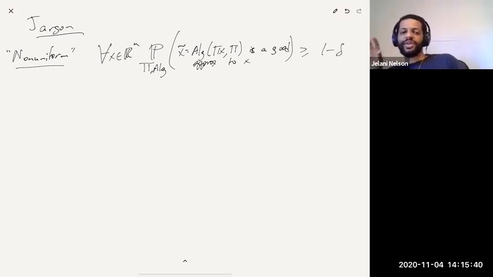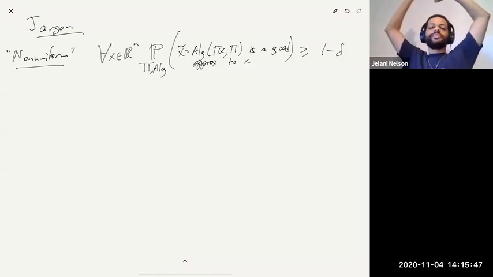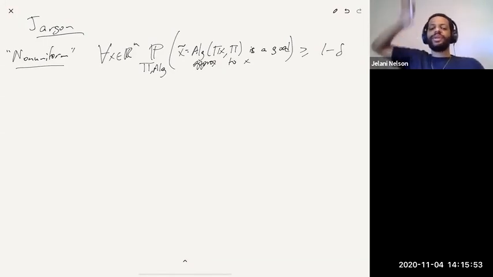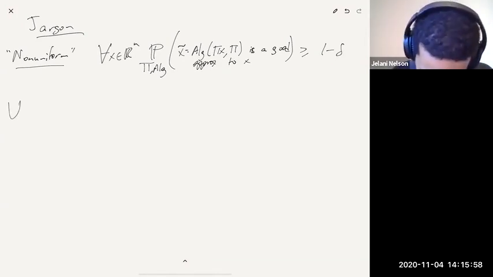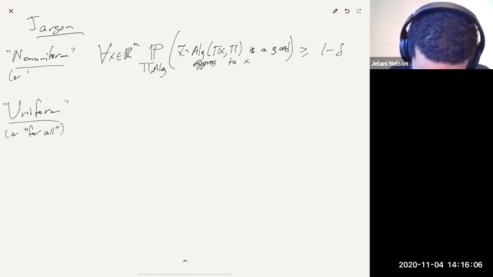So for any fixed vector x, which is this thing you're measuring, you have a fixed vector x that you want to recover. You look at, what's the probability that my measurement scheme, my Pi and my recovery algorithm, allow me to recover a good approximation to x? That's high. A uniform scheme, on the other hand, or also called a for all scheme. This is also called a for each scheme.